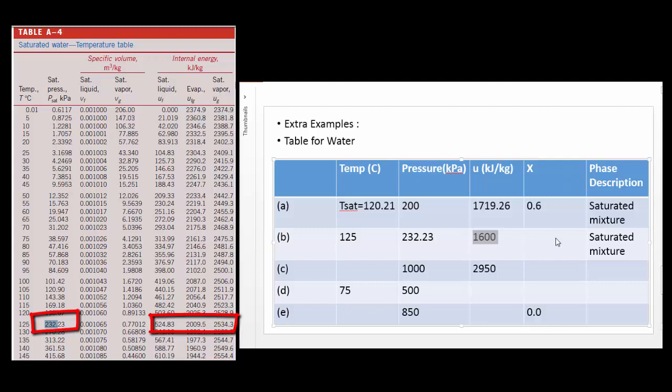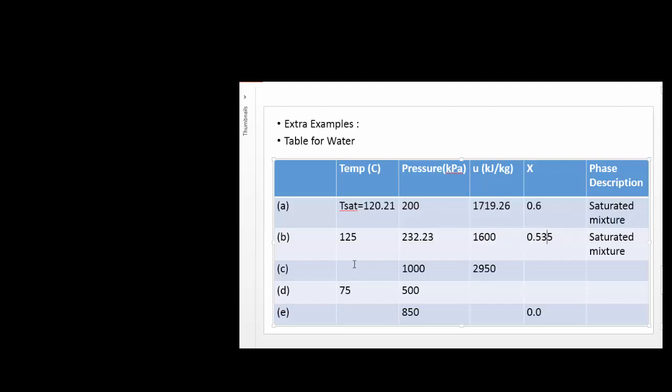So let me solve this for you. X equals 1600 minus 524.83, divided by 2009.55. I get 0.535, meaning 53.5% is vapor. So let us go to the next question.